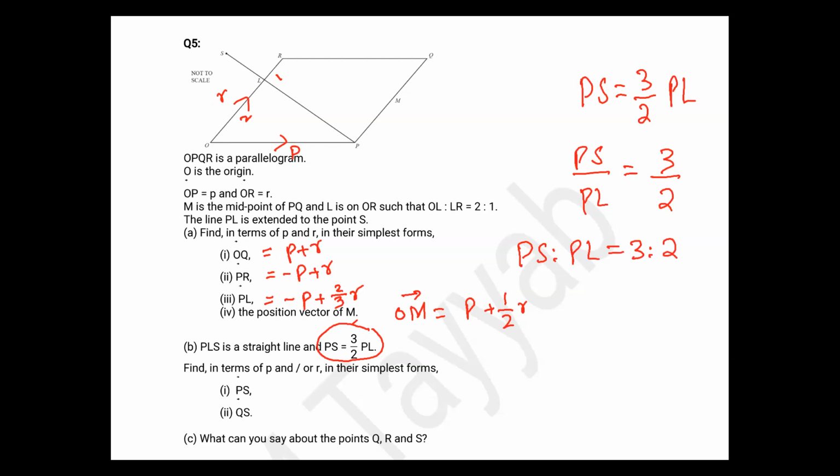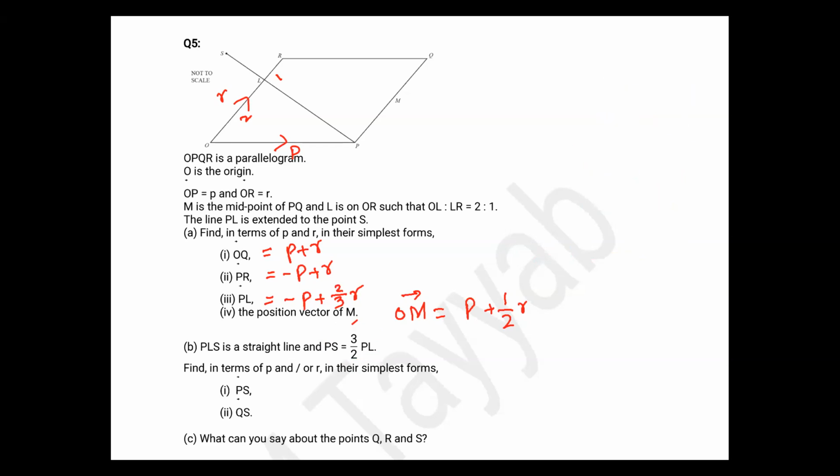I mean, PS is a full vector having 3 parts. PL is having 2 parts. So 2 parts is PL, and then LS will have 1 part. The overall PS makes 3 parts. But we don't know whether we need this or not. Let's see the question. It says PS is given as 3/2 PL. Find in terms of P and L or R, in their simplest form, the vector PS. We have to find the vector PS.